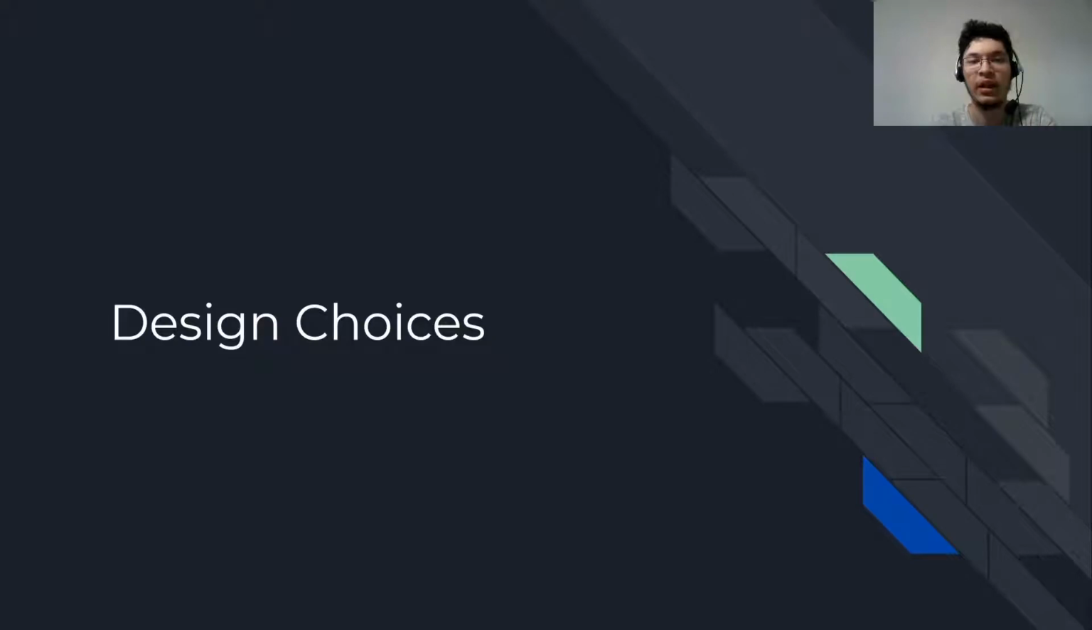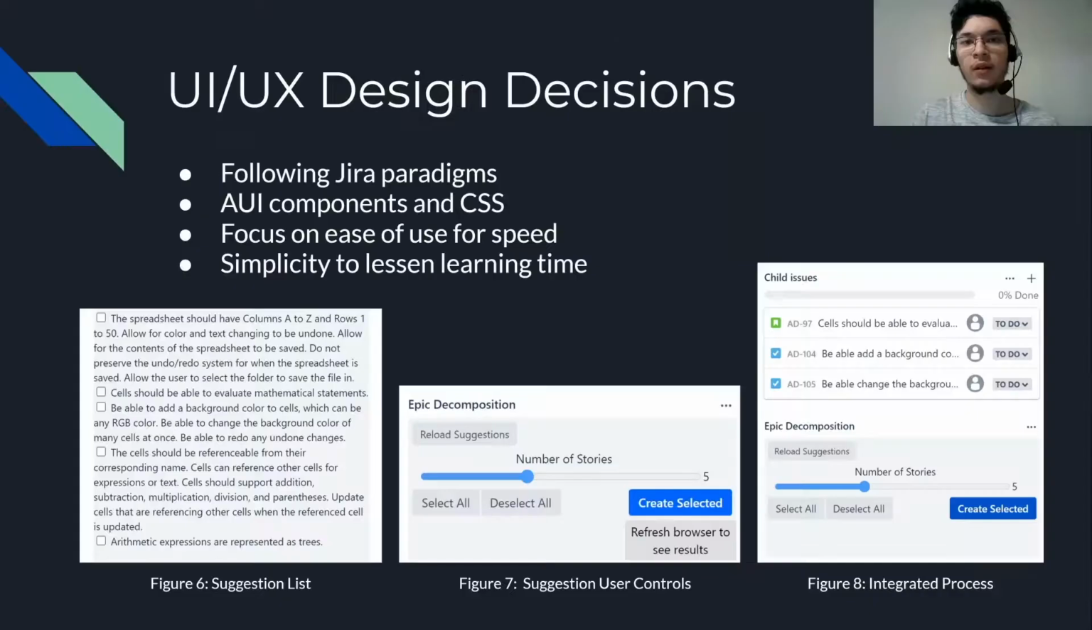Our team's design choices. UI and UX design decisions. We use tooltips shown in Figure 7 and integrated processes versus pop-out windows shown in Figure 8 to follow Jira paradigms. We use the Atlassian user interface library shown in Figure 7 so our buttons won't look out of place in Jira. We use suggestions list shown in Figure 6 and select and deselect all buttons shown in Figure 7 for ease of speed. We also analyze the impact of adding new steps or buttons to lessen learning time.